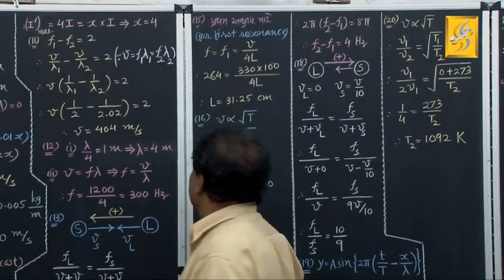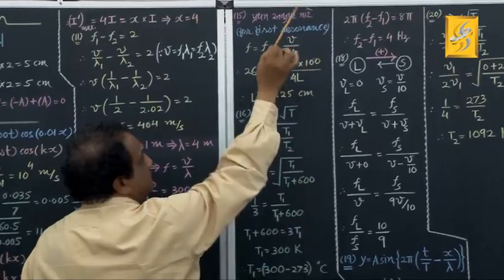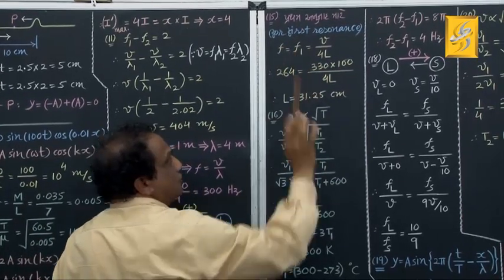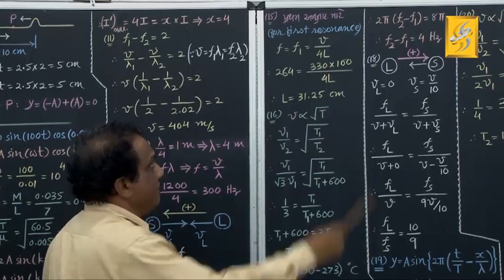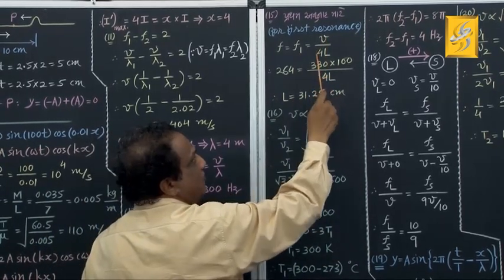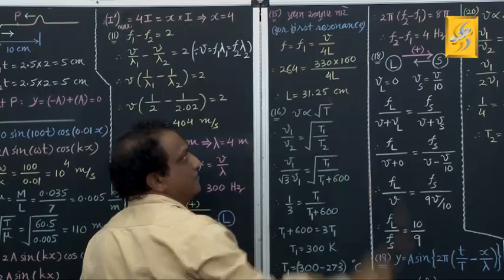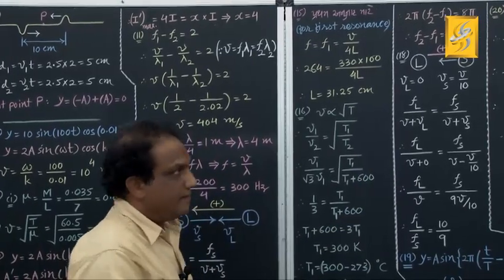Read it. Look, for closed pipe, don't you know the fundamental frequency is F1 equals V upon 4L. V upon 4L. Remembered? Fine.